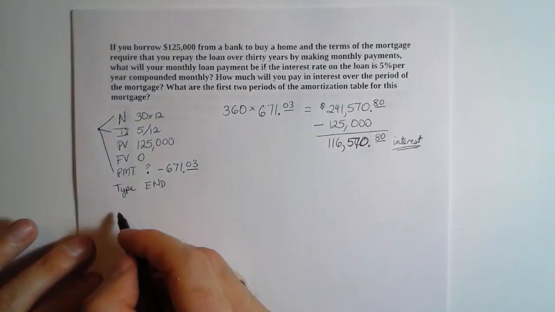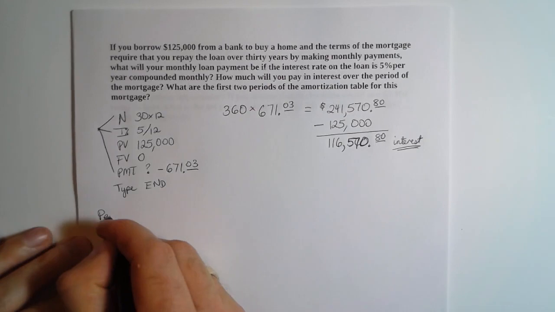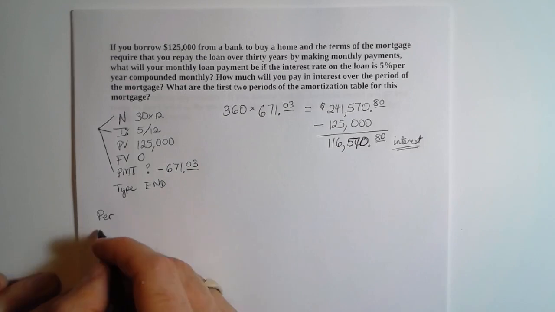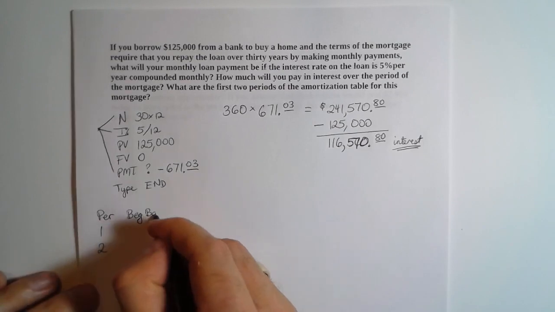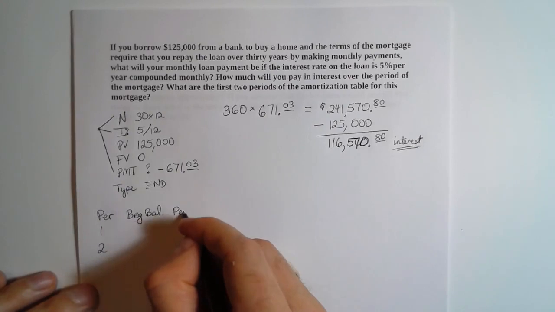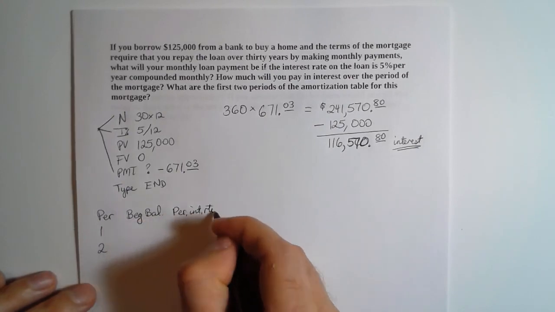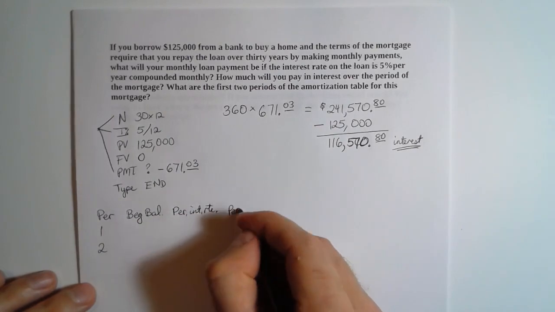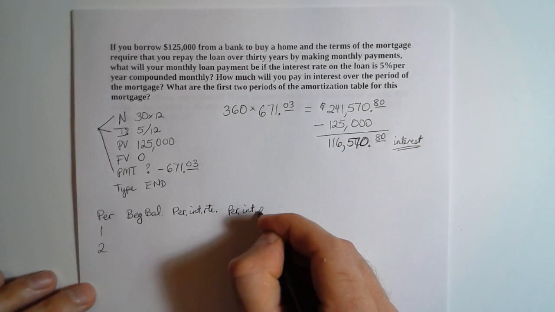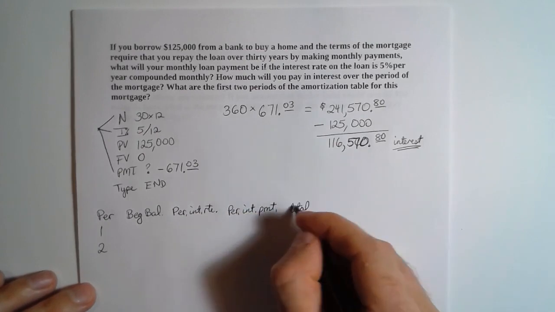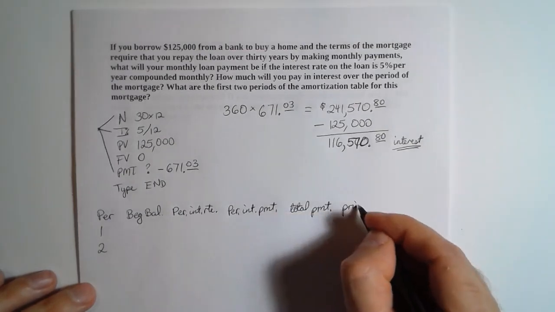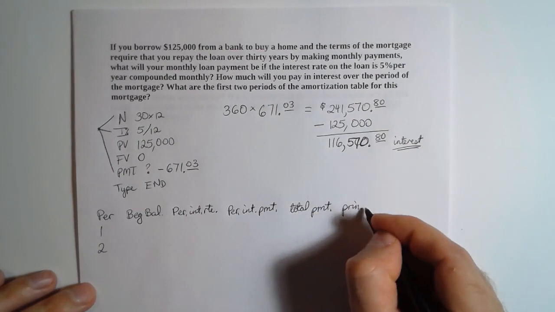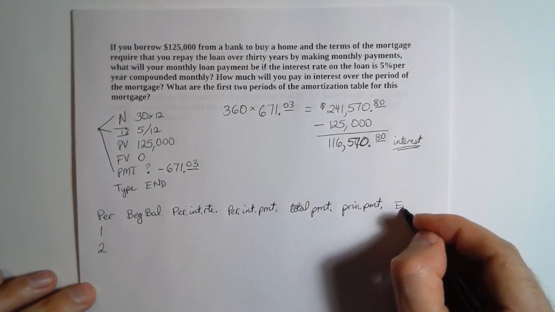So to solve this, what's really important is to make sure that we get our columns set up properly. So the first column is going to be for the number of periods that we have, or the period number. So we're going to do this for the first two periods. The next column is the beginning balance. The column after that will be for our periodic interest rate. Column after that will be for our periodic interest payment. Column after that will be for our total payment. Column after that will be for our principal payment. And our final column will be for the ending balance.